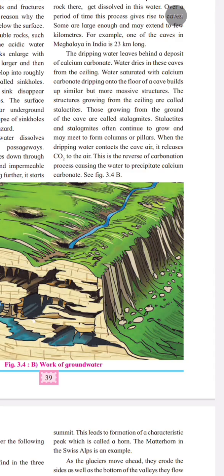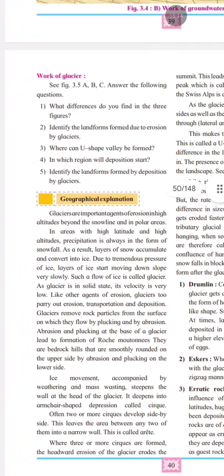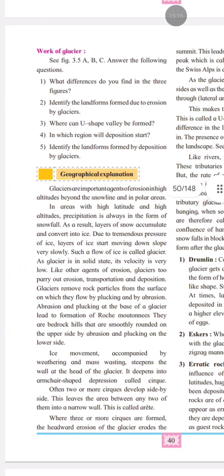If they continue growing, they may meet and form columns or pillars. Just one important and easy trick to remember stalactite and stalagmite: stalactite is ceiling, stalagmite is ground. Now we will be moving to the next agent, the work of glaciers.